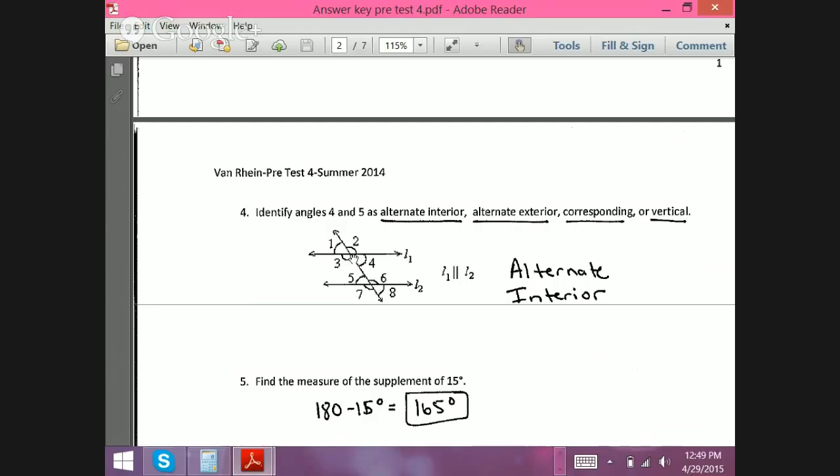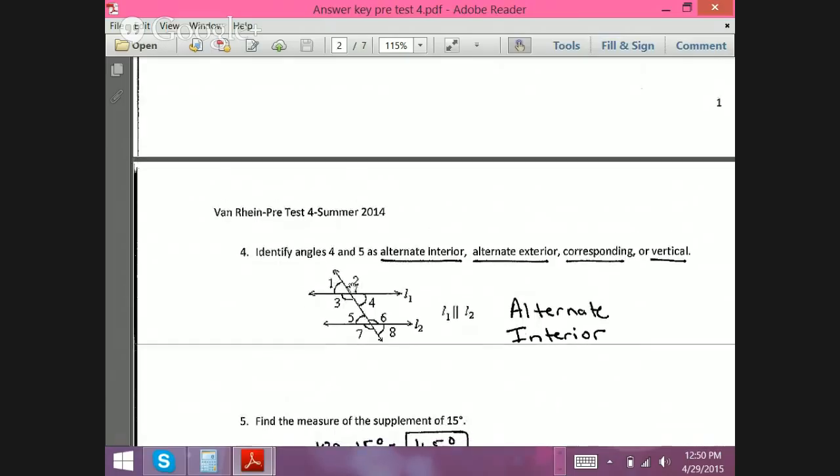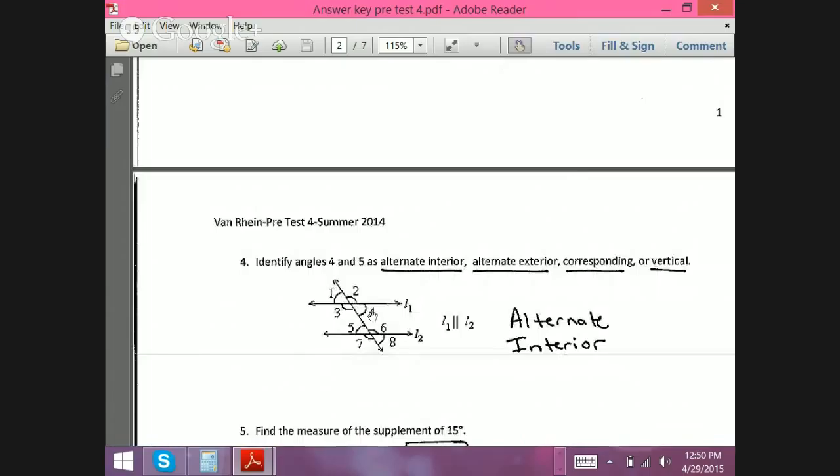So corresponding would be like 1 and 5, 2 and 6, 3 and 7, 4 and 8. Vertical are 1 and 4, 2 and 3, 5 and 8. Vertical means that the two lines have the same vertex. They're kind of like opposite. 6 and 7, 5 and 8, those are vertical angles.